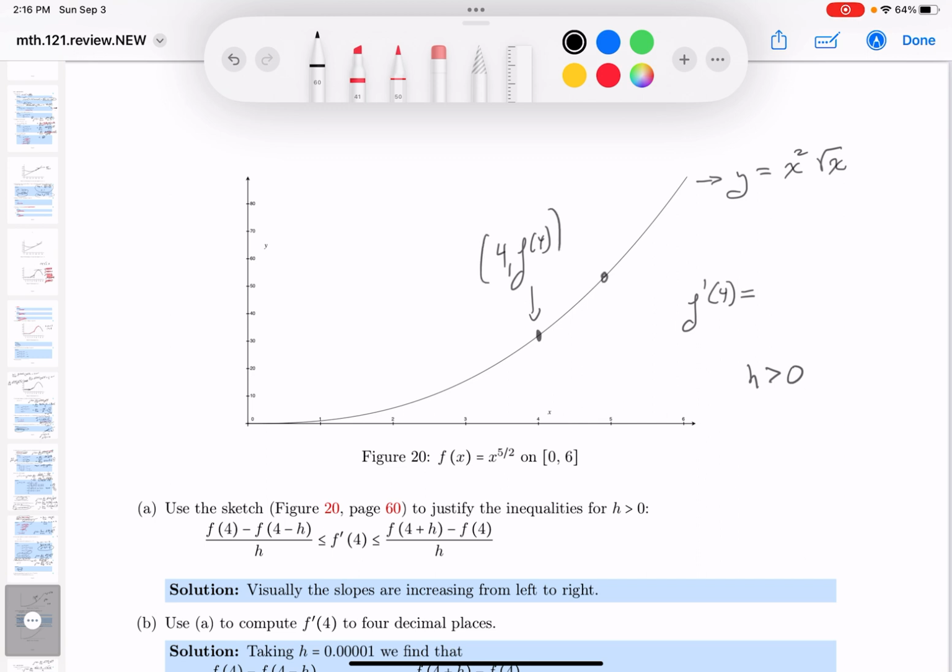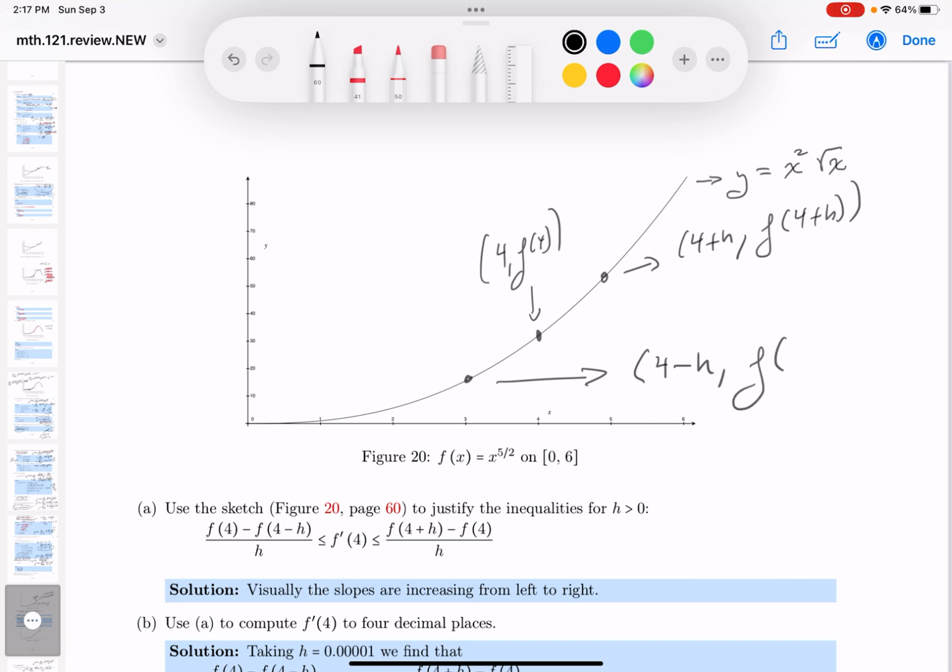If h is positive, I go to the right, this would be 4 plus h, comma, f of 4 plus h. Let me get my eraser out. I'm going to erase this over here. Again, they said h is positive. I can remember that. And then if you went to the left, over here somewhere, and someone says, what's this point over here? Oh, I would say 4 minus h, f of 4 minus h, and again, h is some positive number. You're going to be below the 4, by the way.